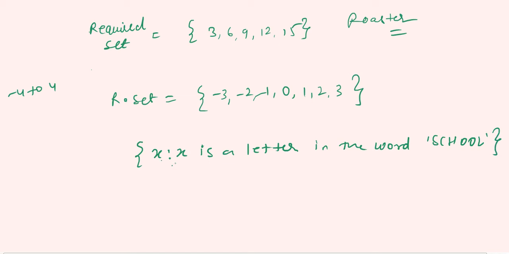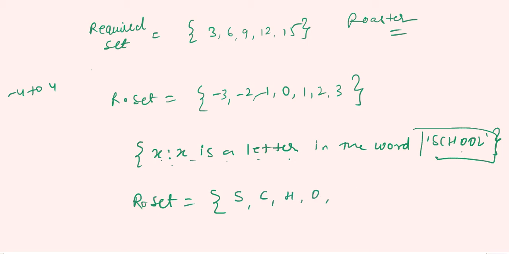X is such that X is a letter in the word school. X is a letter in which word? In the word school. So the same you have to write: required set equals roster form, so the same way it will come. First S, then C, then H, then O, then O is double but you will write only one time. Last is L. So this is your roster form. So like this you can solve question number 1.